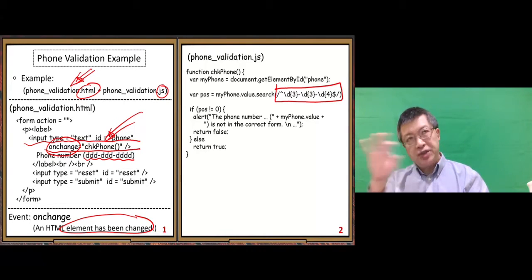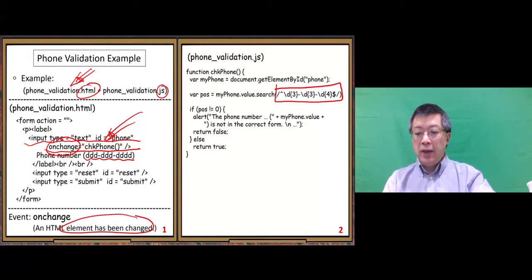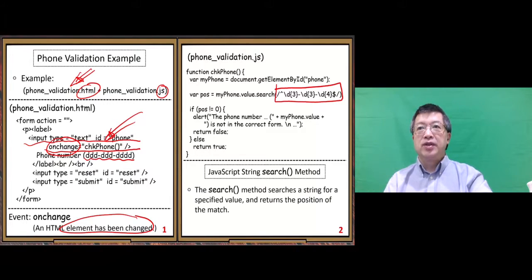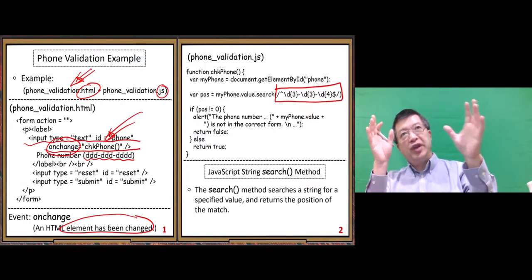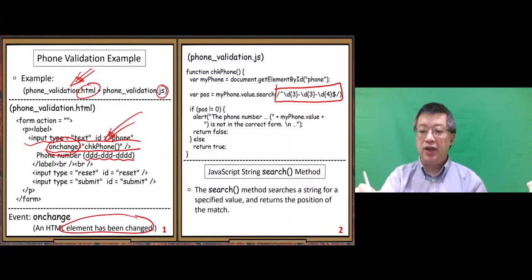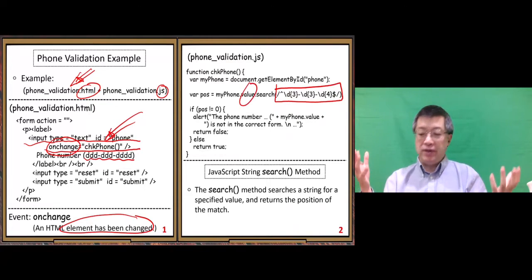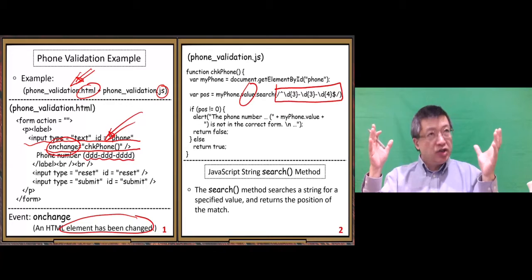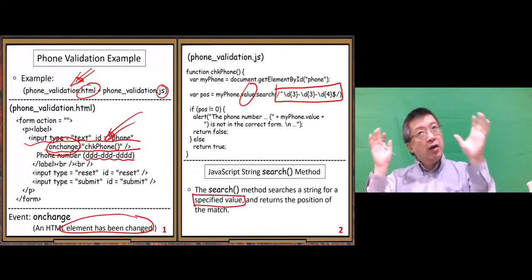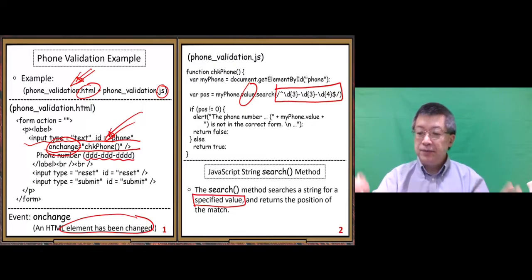I need to give you the basic rules, then you can understand quickly. Then this function, the JavaScript string search method. This method searches a string. First, you should have a string. Here, our value is a string. Then it searches for a specified value. What's the specified value?